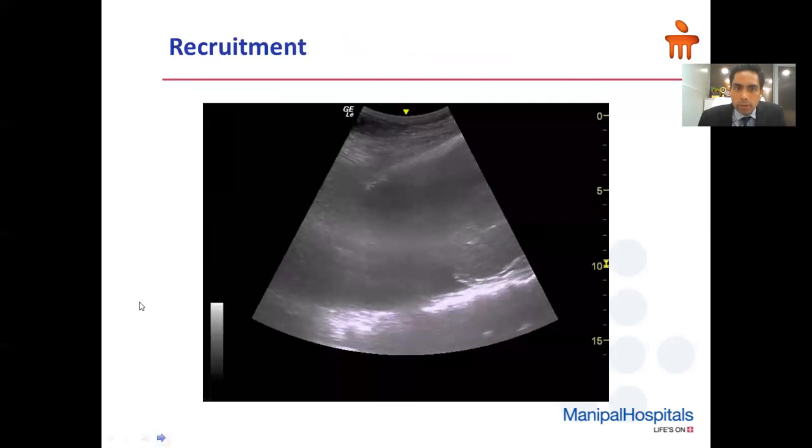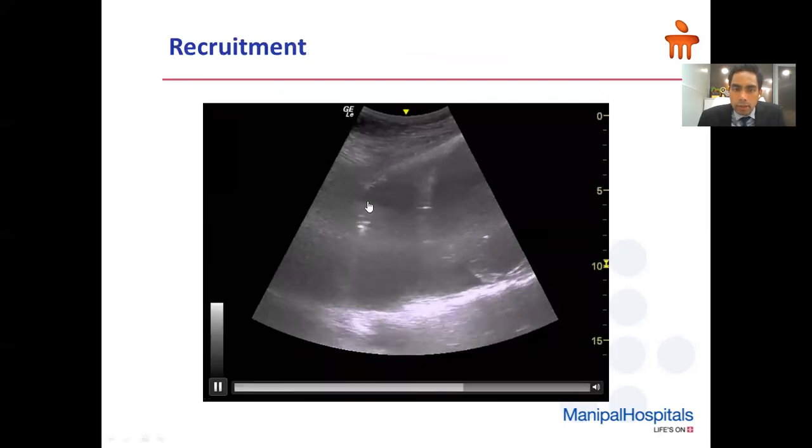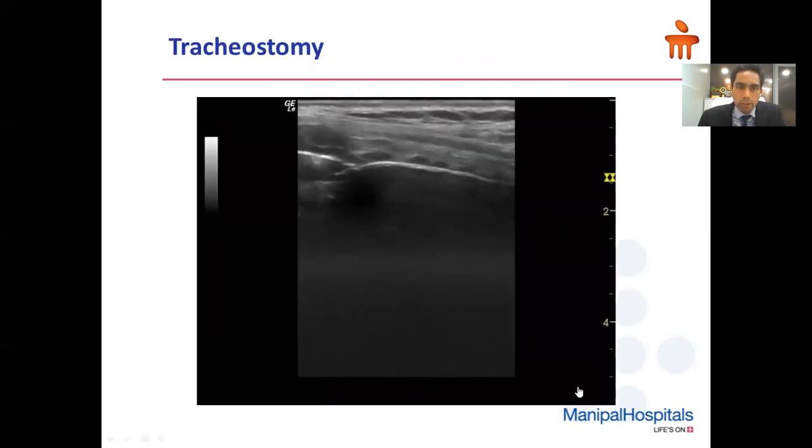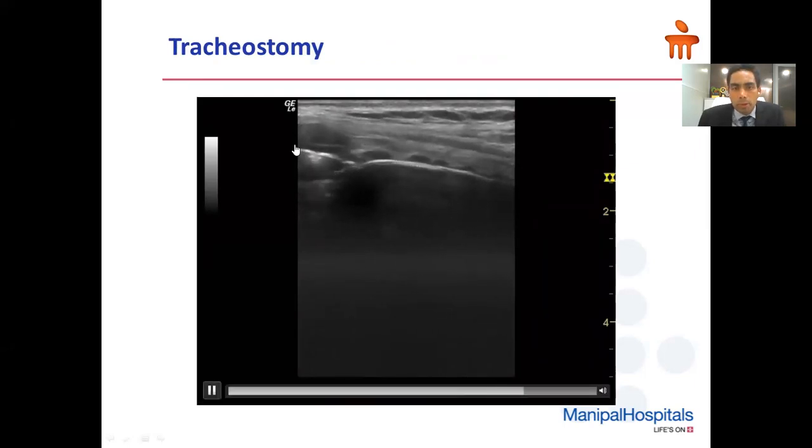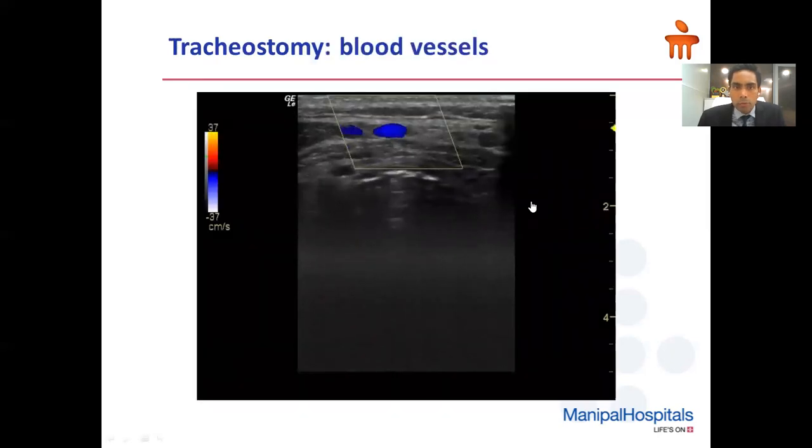Here, recruitment, as you can see, the whitish punctiform lesions. With physiotherapy, if there is a recruitment, they will clear, indicating successful physiotherapy and recruitment. Ultrasound can be used for tracheostomy as well, where you would be able to identify the cricoid and the tracheal rings, and also identify the blood vessels which can be avoided.